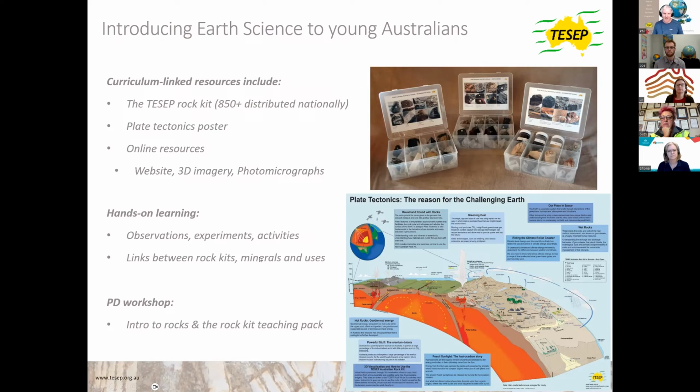We really encourage hands-on learning, so using the rocks, looking at experiments, activities, observations that we can make, their physical properties, and then linking those rocks back to minerals and their uses in everyday life as well. And we also run a PD workshop introducing people to rocks and how to use them.